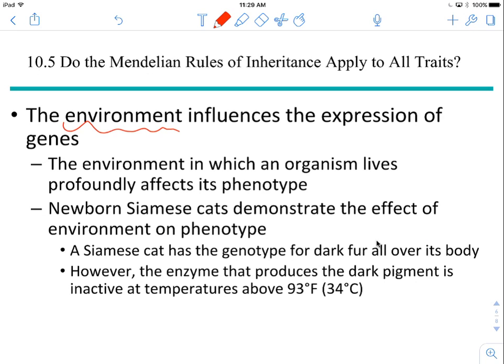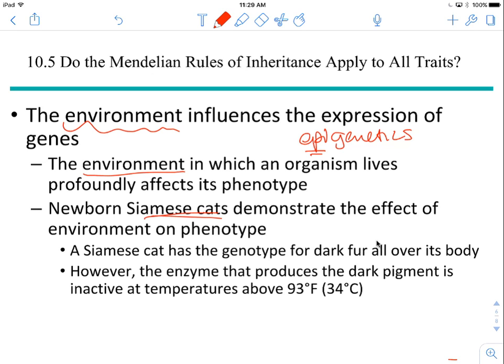Environment also plays a much bigger role than we think in affecting the expression of genes. This is something we call epigenetics, where outside factors, epi meaning around the edge, factors other than what is in your genome, other than your actual genes, control the expression of genes. So environment can profoundly affect phenotype.